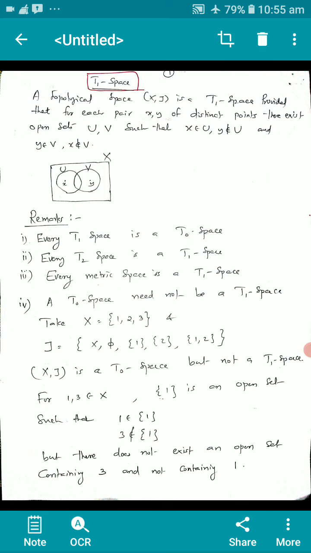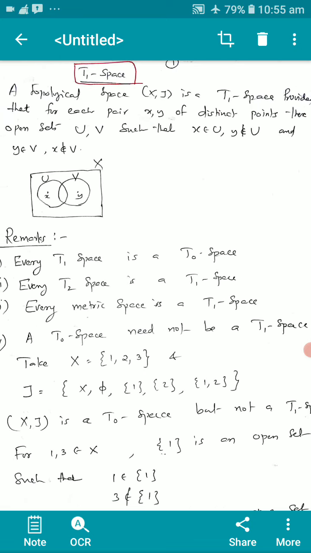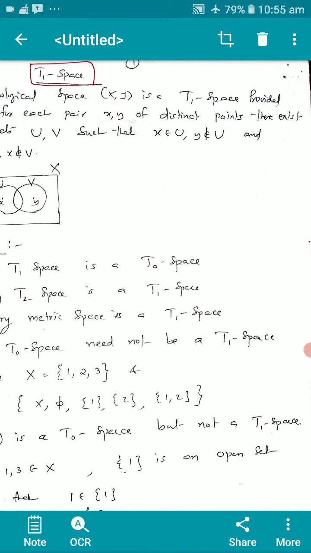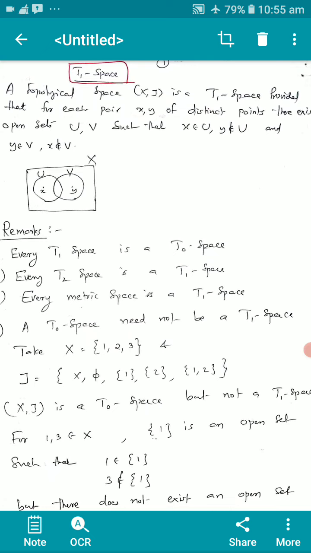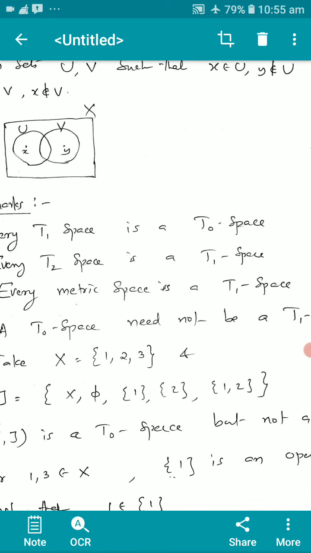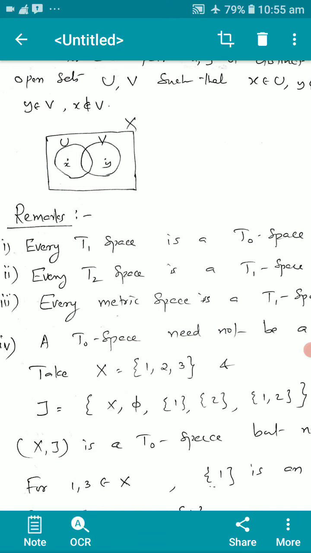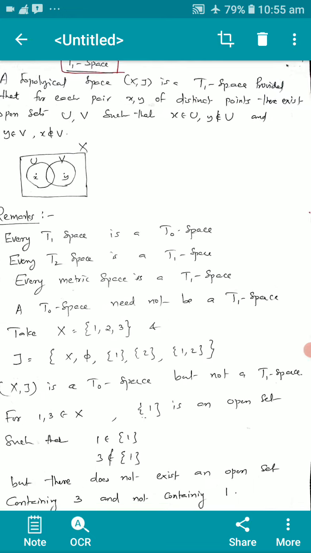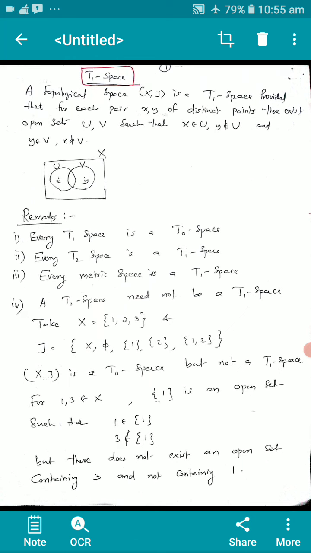We start with the T1 spaces. A topological space X is a T1 space provided that for each pair x, y of distinct points there exist open sets U, V such that x in U, y not in U, and y in V, x not in V. The figure is given there. The x and y are distinct points and there are open sets U and V containing them in such a way that x in U but y is not in U, and y in V but x is not in V.